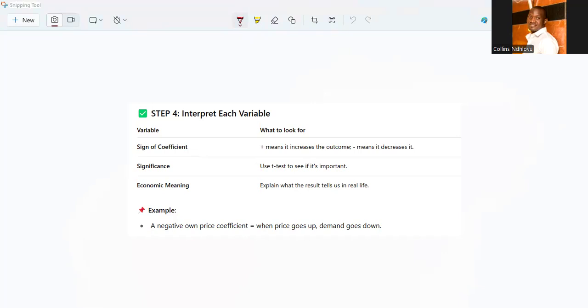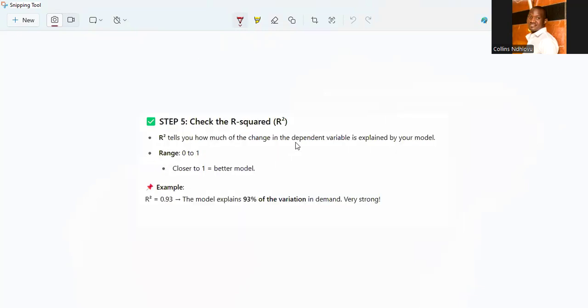So we need to know the significance of that combined. Then also we need to understand the R squared. What did I say about the R squared? It means the coefficient of what? Determination. The R squared is the coefficient of determination. So it tells you how much the change in the dependent variable is explained by a model. It ranges between 0 and 1. If it's closer to 1, it's a better model. For instance, 0.93 means 93% of the variation in the dependent variable is explained by the independent variable. So this means that 93% of the variation in demand is explained, which is strong.